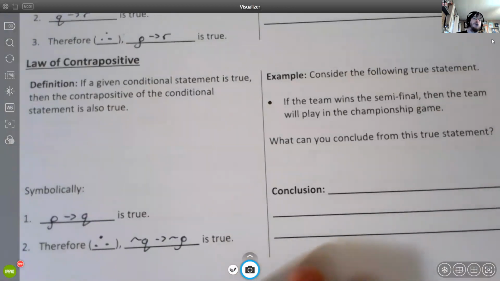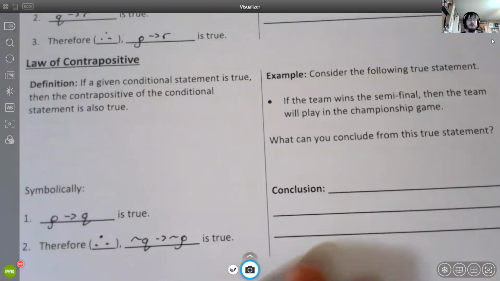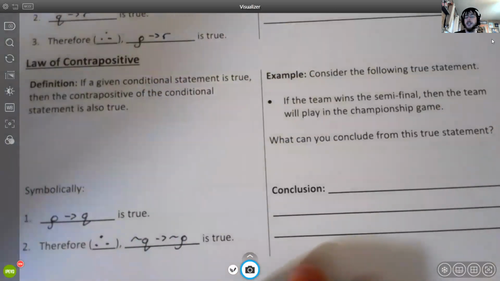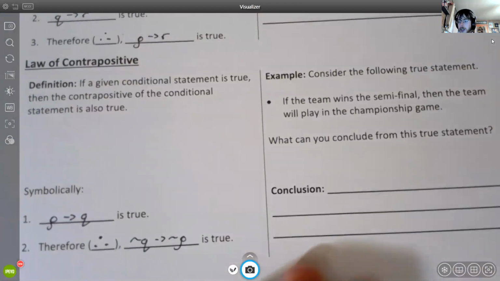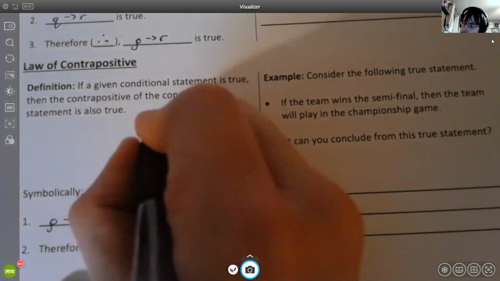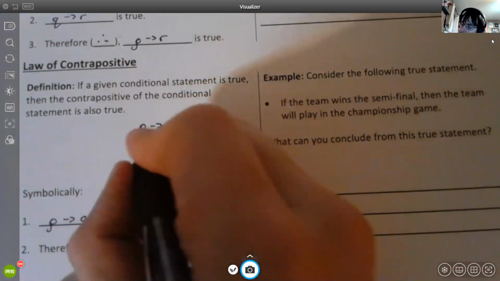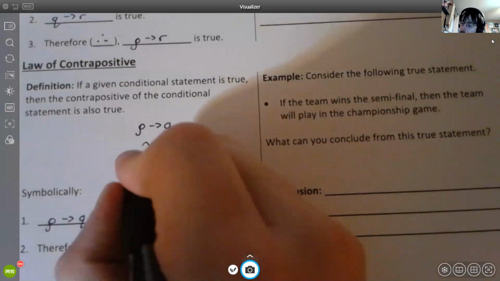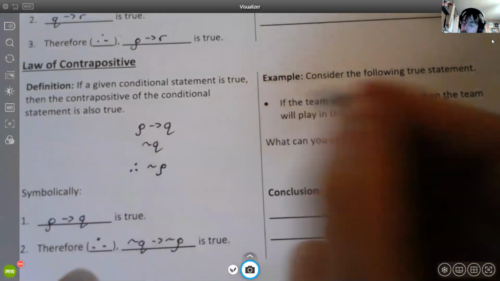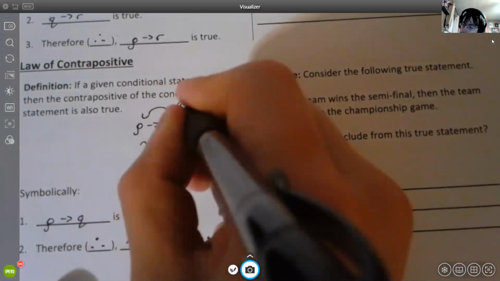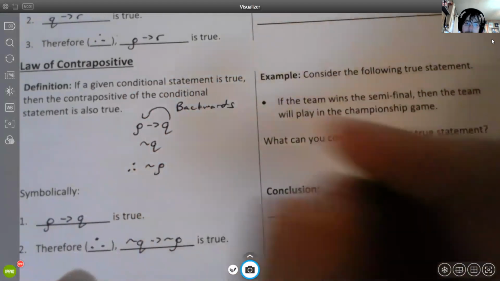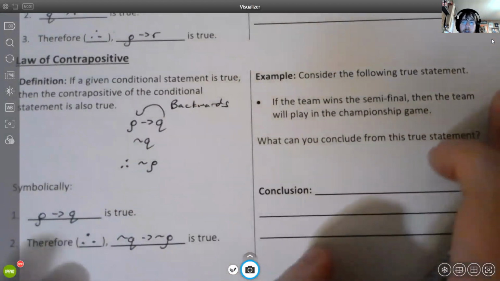And this leads to something that is very unique. If you remember, the law of detachment only works in the forward direction. Well, the funny thing about the law of contrapositive is it only works in the reverse direction. By that I mean if you have P implies Q, and then you have the negation of Q, you can say that the negation of P is true. So this works backwards. But again, we're only glancing over this, so it's not the biggest deal in the world.